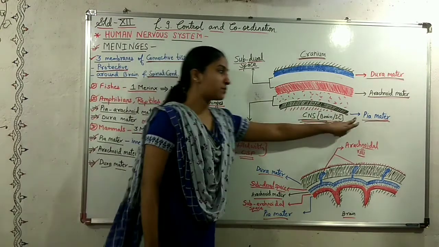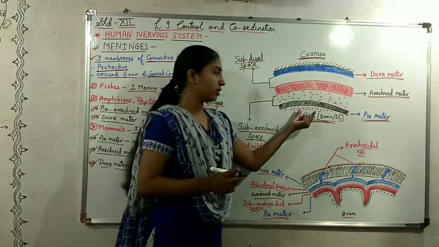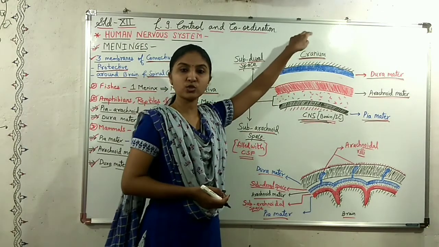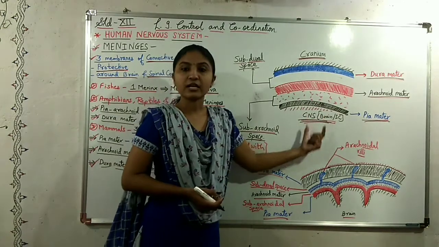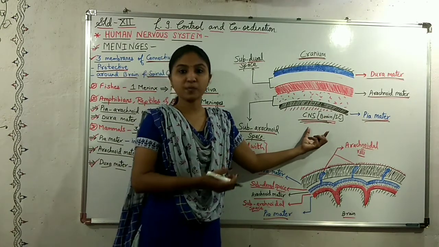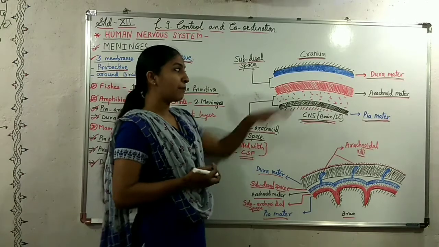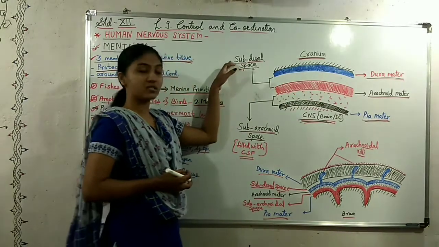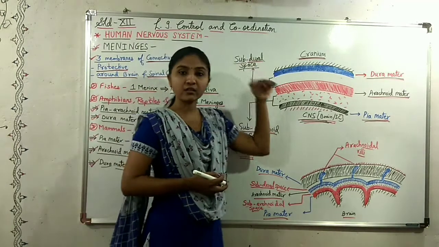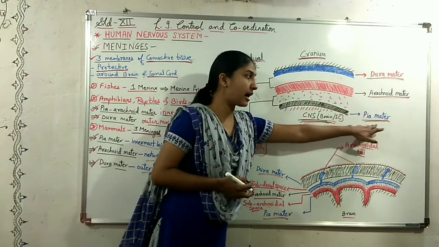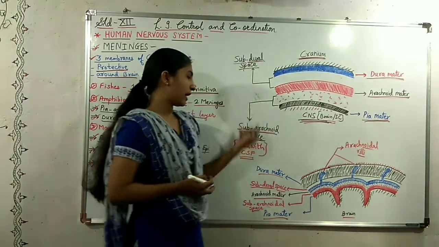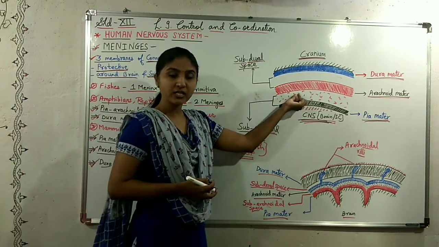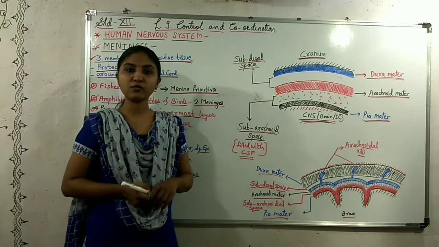This pia mater is attached to the organs, that is brain or spinal cord, whereas Dura Mater is attached to the cranium. There is a gap between Dura Mater and the Arachnoid Mater. That gap is called the Subdural Space. There is again a gap between Arachnoid Mater and pia mater. That gap is called the Subarachnoid Space. And this subarachnoid space is filled with cerebrospinal fluid.